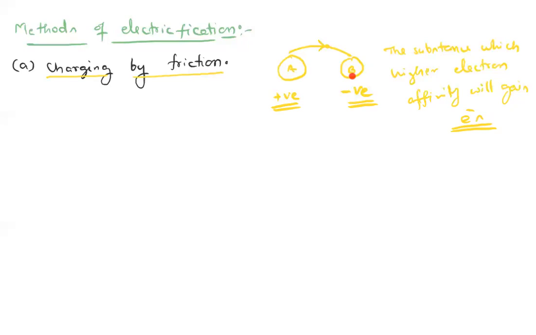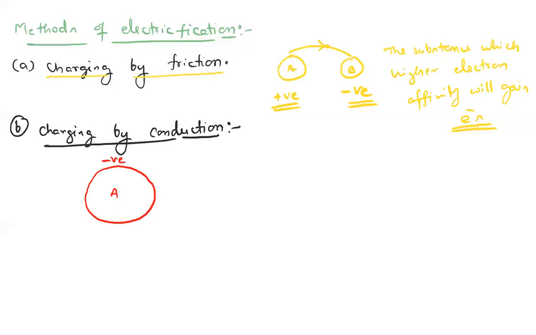Now, the second method is called charging by conduction. What is meant by charging by conduction? Charging by conduction means direct contact. There is a sharing of electrons between the two bodies when they are put in contact for a small time. Even a contact of a fraction of a second will transfer electrons.